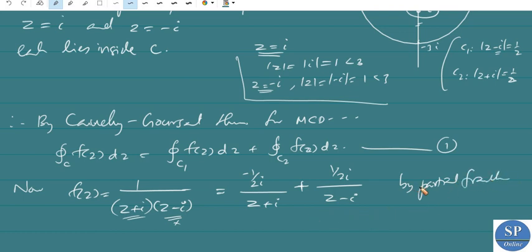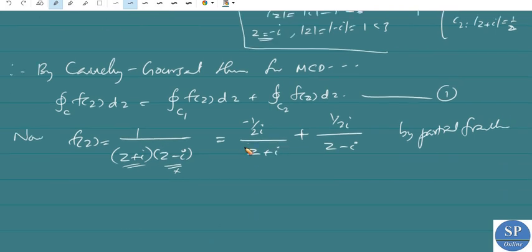Okay, so you can use this shortcut for linear factors in partial fraction. So this is equal to minus 1 by 2i or 1 by 2i into (1 by z minus i minus 1 by z plus i). This is f of z now.